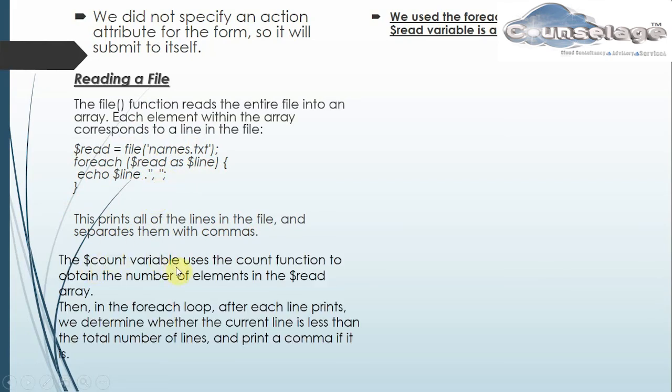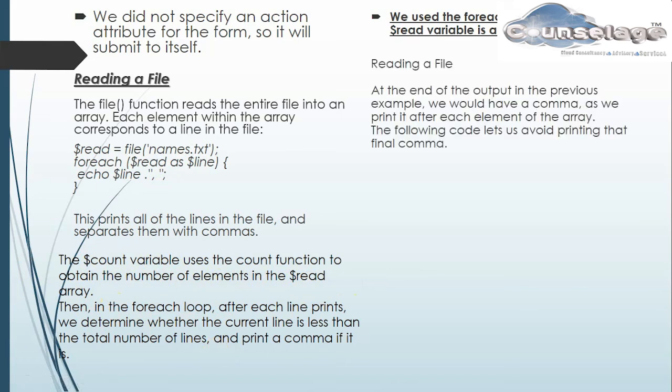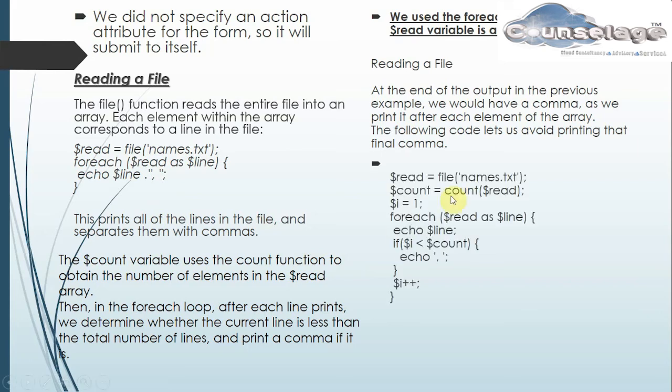The count variable uses the count function to obtain the number of elements in the variable read, which is an array. Then in the foreach loop, after each line prints, we determine whether the current line is less than the total number of lines and print a comma if it is. At the end of the output in the previous example, we would have a comma as we print it after each element of the array. The following code lets us avoid printing that final comma.